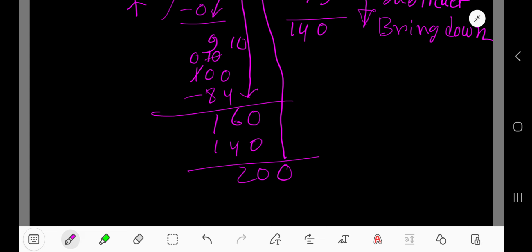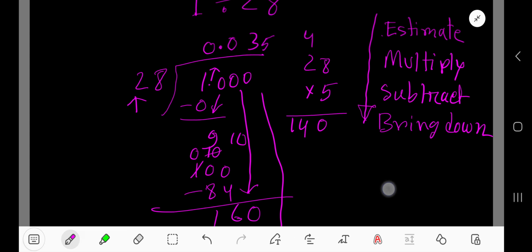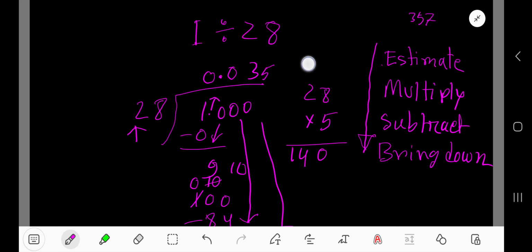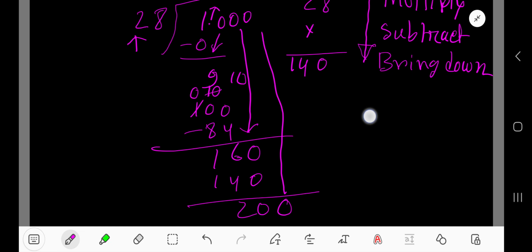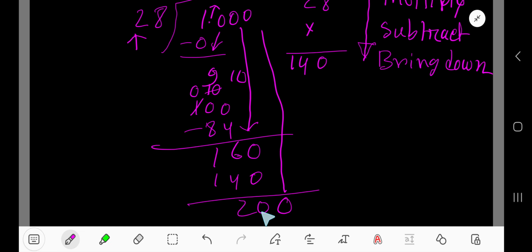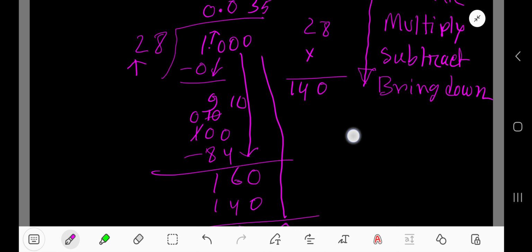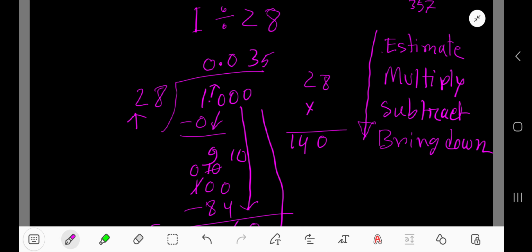Now you have 200. Again, you need to estimate 200, here 28. 2 goes into 20 how many times? 10 times. Okay. So 10 times will be much higher. Let's say you can reduce it to 9 times or 8 times, right? Let's try with 8.